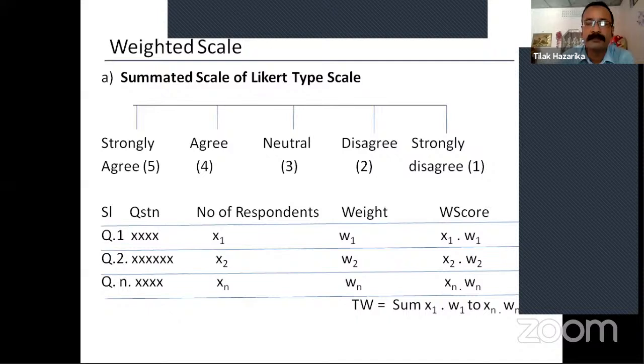But this is very effective, and I must say that this is based on the weighted scale. If we apply the statistical parameters, more particularly the inferential statistical parameters, the acceptability of the findings is very high. Acceptability of the findings is very high if we carry out the research based on the weighted scale.